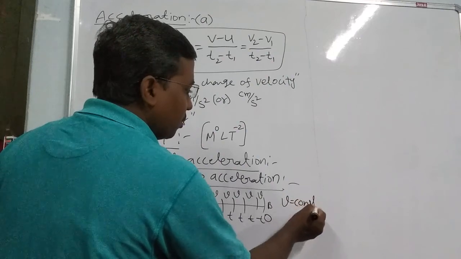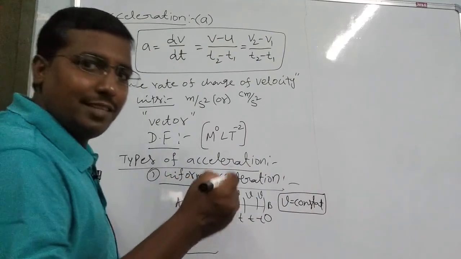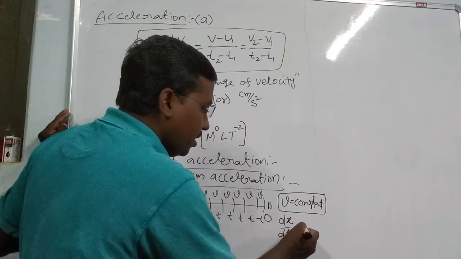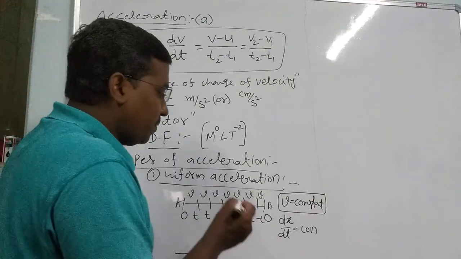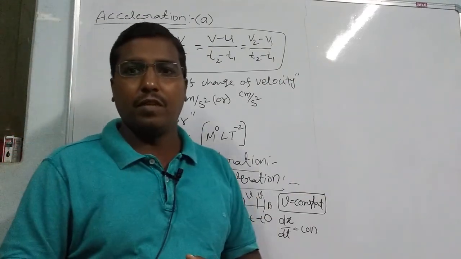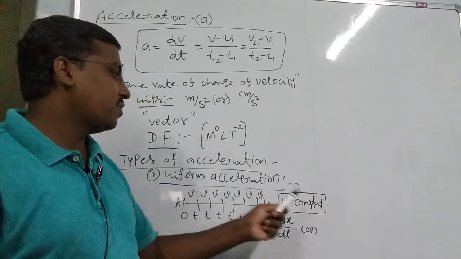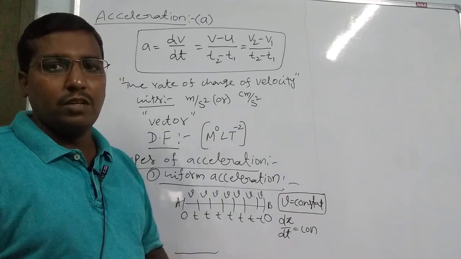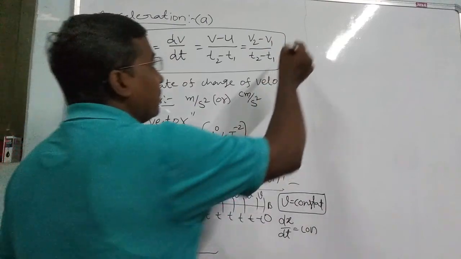Velocity remains constant. As velocity is constant, by the velocity definition, the rate of change of displacement dx by dt remains constant. So this is a very important point. In uniform acceleration, velocity remains constant. There is no increase or decrease in velocity, so there is no change in acceleration.